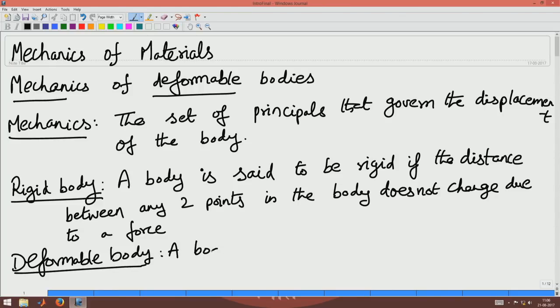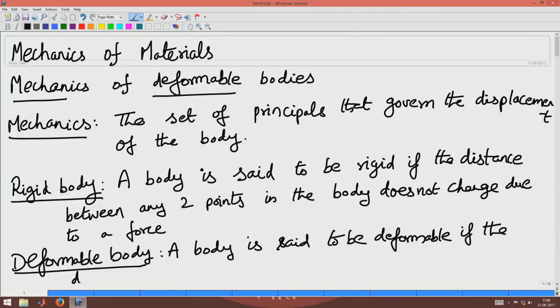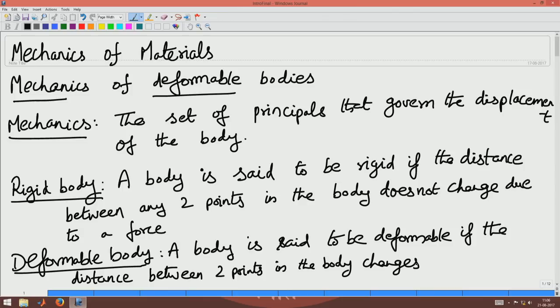Wherein a body is said to be deformable if the distance between two points in the body changes due to force.